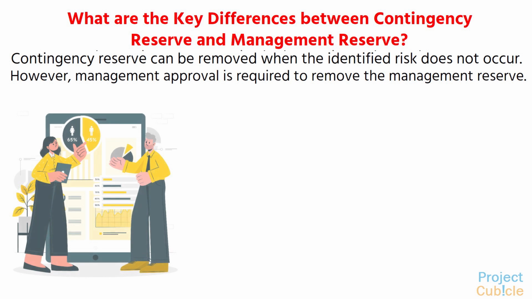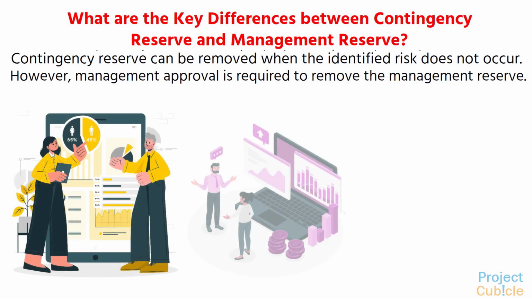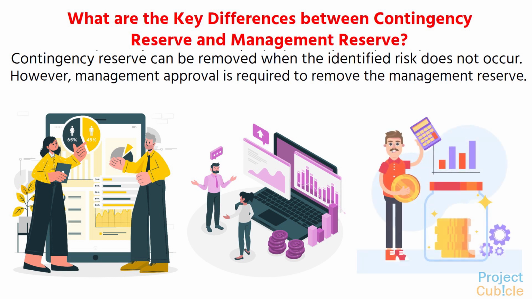Both types of reserves are used to manage identified and unidentified risks. Simply put, contingency reserve can be calculated with the help of techniques such as Monte Carlo analysis, decision tree analysis, and EMV, expected monetary value. On the other hand, it is not easy to estimate the management reserve. Mostly it can be thought of as a percentage of the total project cost.